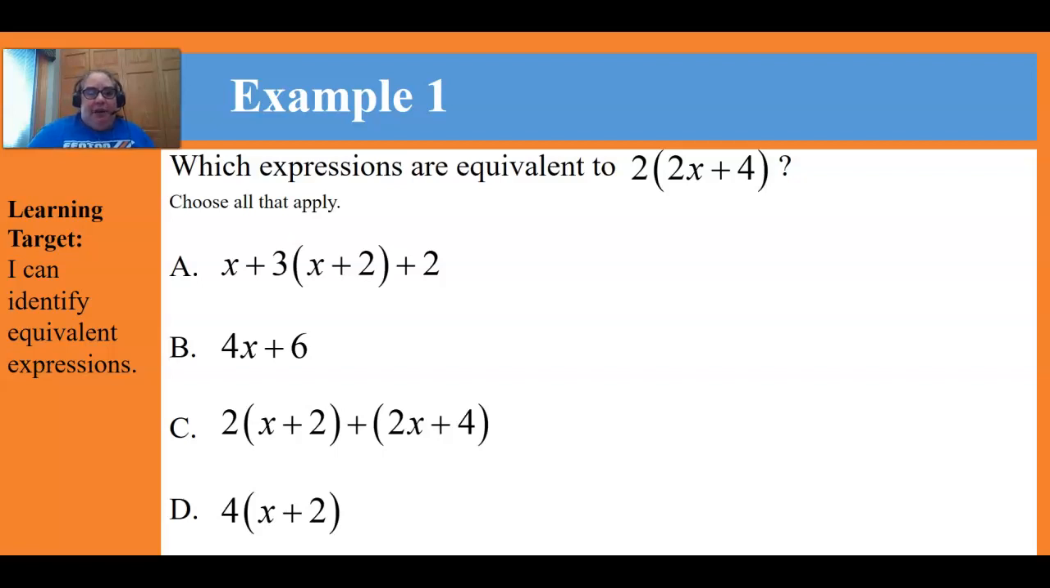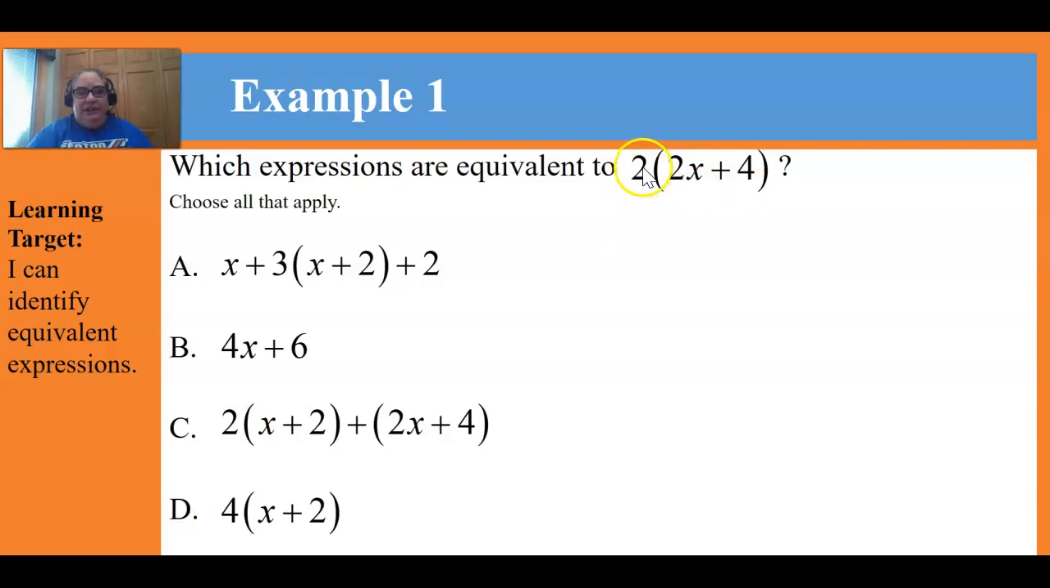So this is an example problem. We want to know which expressions are equivalent to this one, and then they're going to give us 3 or 4 choices. And the directions do say choose all that apply. So this is not multiple choice, this is select all that are true. Now, the strategy that I have for this problem is to simplify each expression that they're giving us as much as possible and then compare. So simplify pretty much means no parentheses and all like terms have been simplified.